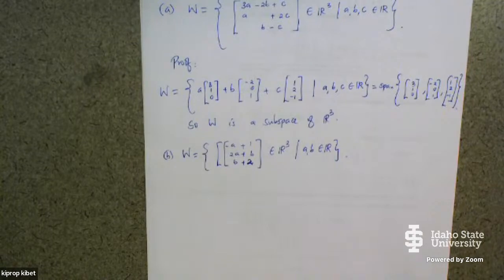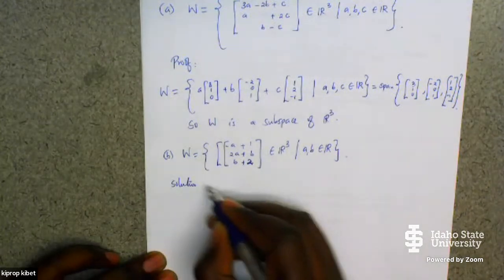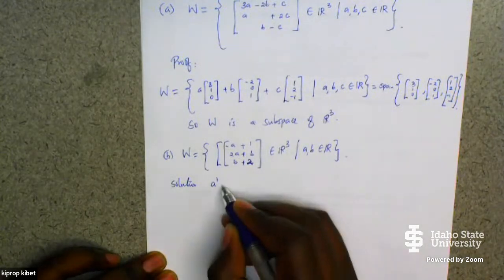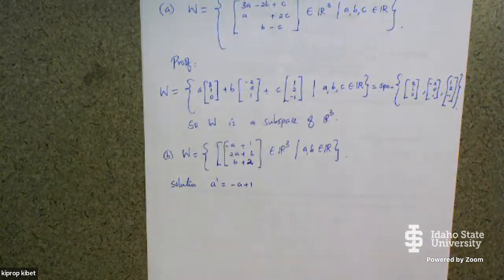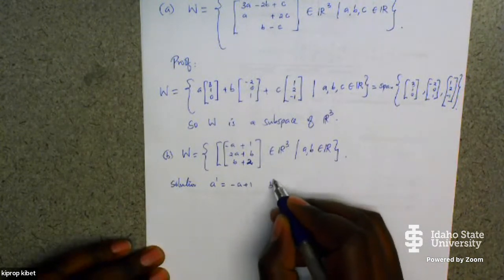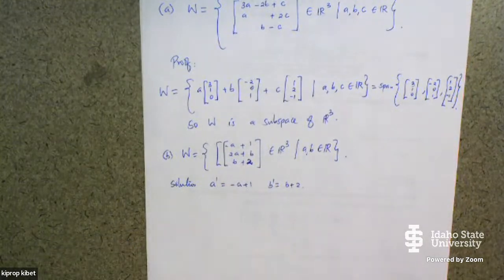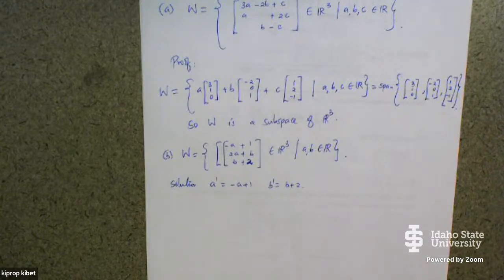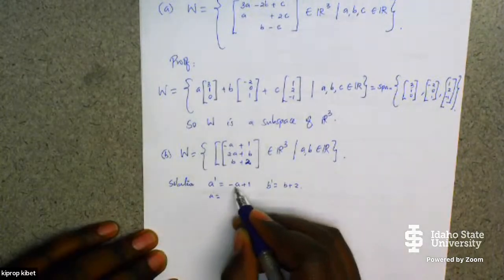But if we let some solution. So let's say A prime be equal to minus A plus 1. Okay. If we let that one be like that. And if we let B prime be equal to the last one here, B plus 2. We let that. Okay. Now, what is A there? So A will be equal to what?